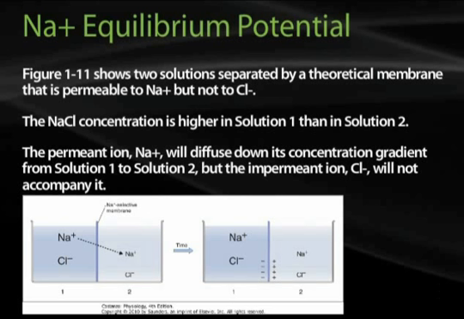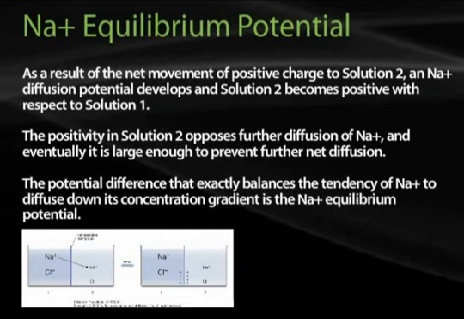Figure 1-11, also shown on page 16 of your book, shows two solutions separated by a theoretical membrane that is permeable to sodium but not to chloride. The sodium chloride concentration is higher in solution 1 than in solution 2. The permeant ion, sodium, will diffuse down its concentration gradient from solution 1 to solution 2, but the impermeant ion, chloride, will not accompany it.